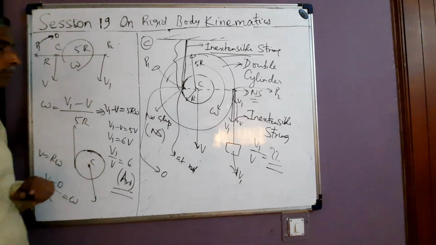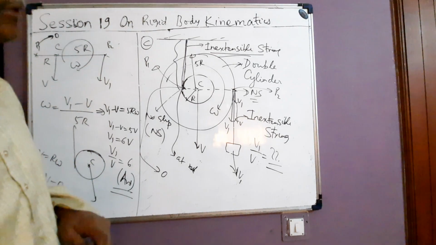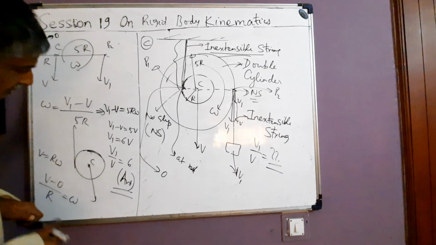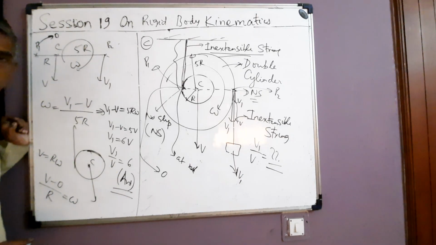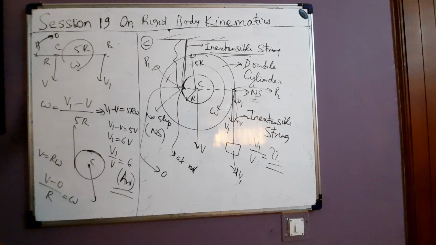So this was solved by the method of relative normal speed by separation. Alright. So this is the answer which you get. So answer is V1 by V equal to 6. This was the 19th session on rigid body kinematics.